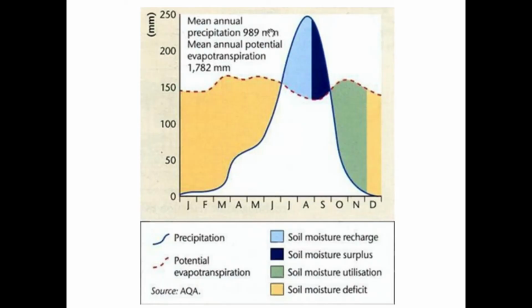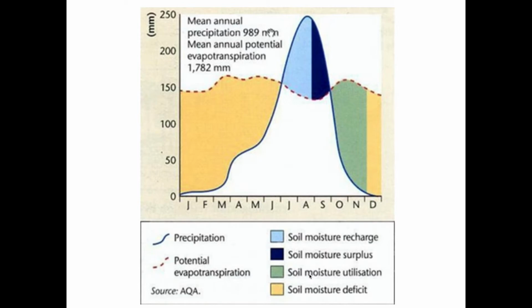You may have noticed in the UK graph, we didn't have deficit. We don't run out of water in the UK very often. It's a very, very weird thing for us to do. In Ghana, they spend most of the year in deficit, i.e. there is no water left. But as long as you know what these terms mean, you can interpret this graph.